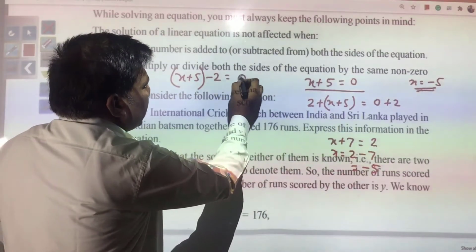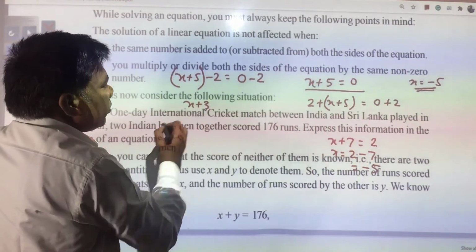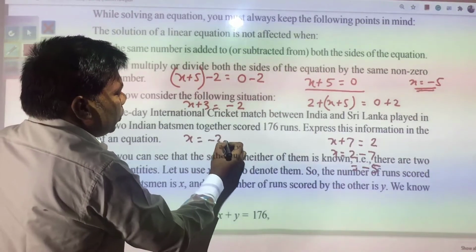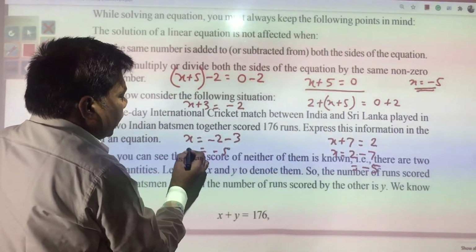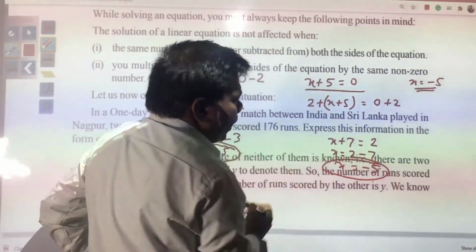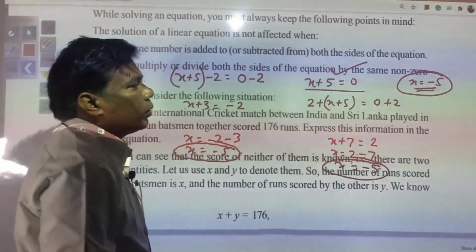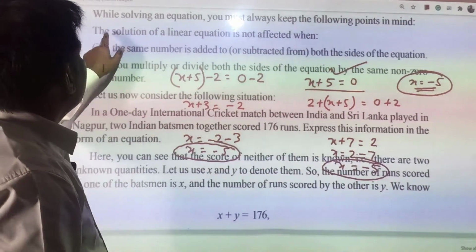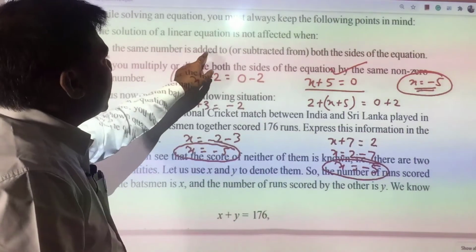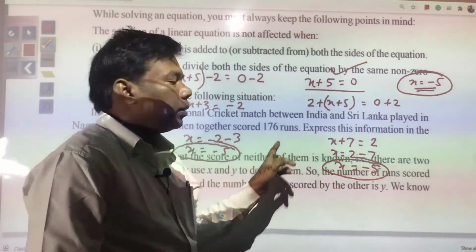So, you need to subtract this side also, both sides we will do the same thing. Here what you will get, x plus 3 is equal to minus 2. So, x will be equal to what? Minus 2 minus 3, it means minus 5. Again, x is equal to minus 5. In this case also we had got x is equal to minus 5, and in the original equation here also you have x is equal to minus 5. It means the solution of a linear equation is not affected when the same number is added to or subtracted from both the sides of the equation.